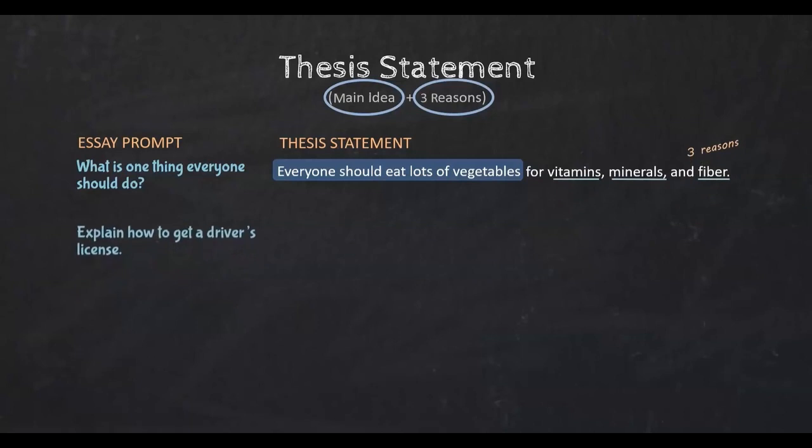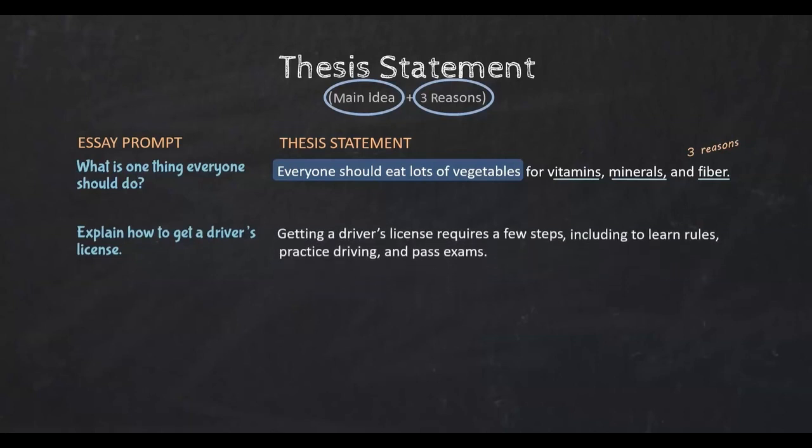Prompt 2. Explain how to get a driver's license. An example thesis statement that answers this prompt is, getting a driver's license requires a few steps, including to learn rules, practice driving, and pass exams. The main idea in this thesis statement is that getting a driver's license requires a few steps. Now, remember that getting a driver's license is a process, so instead of 3 reasons, this thesis statement will have 3 steps in a process. The 3 steps for getting a driver's license are to learn the rules, practice driving, and pass exams.